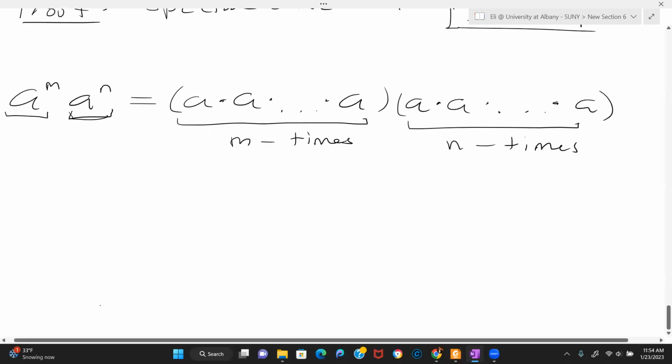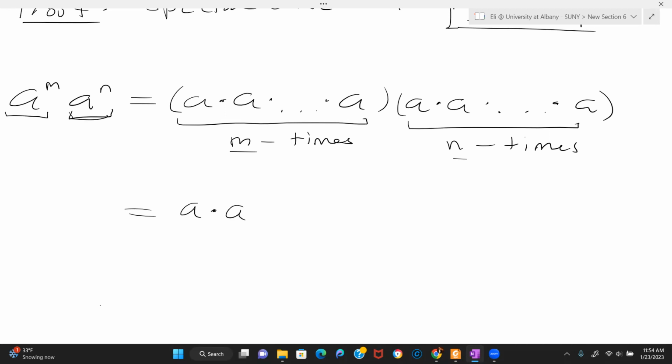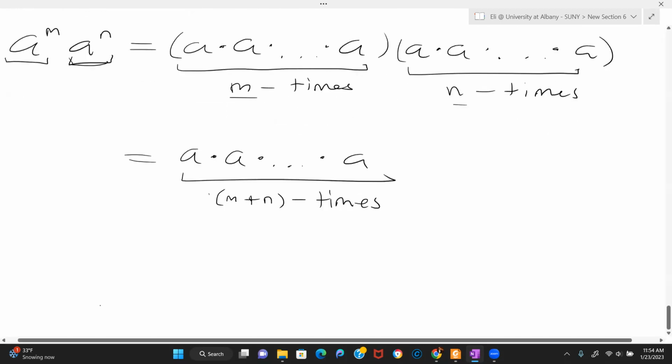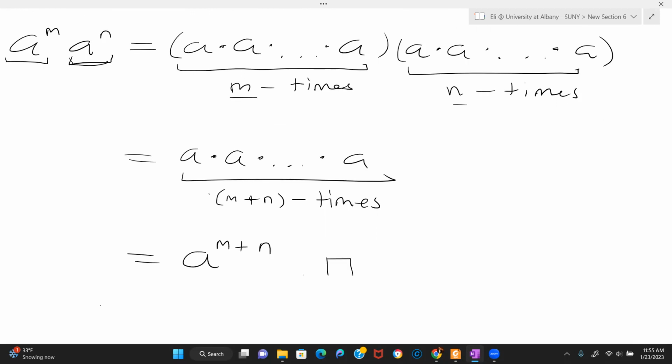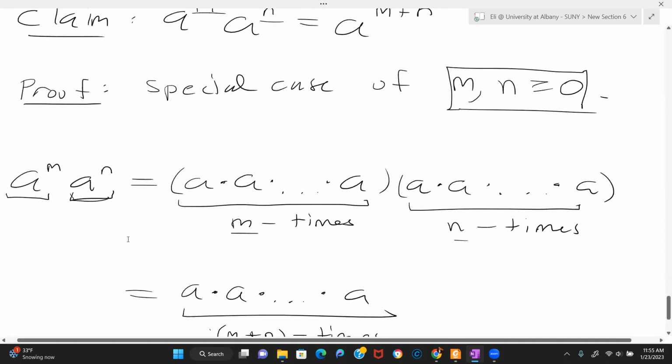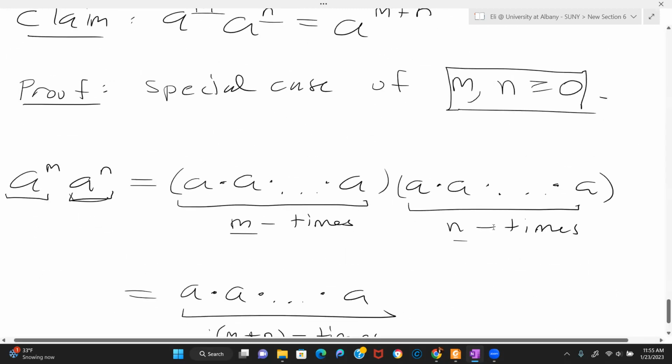Now, using the associative property of multiplication, we can just put all these together. And if you count the number of terms, what is it going to be? They're going to be m plus n terms, right? So all together, if you just drop the parentheses and put the terms together, you're going to do this multiplication m plus n times. But what is that by definition? By definition, that's a to the m plus n. And then you put your box to finish the proof. Of course, this is just a special case, and you can argue for the other cases pretty similarly.